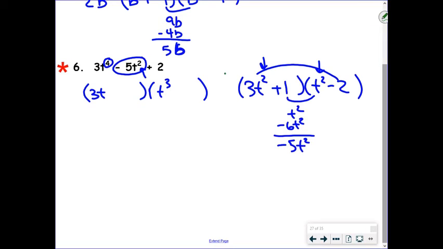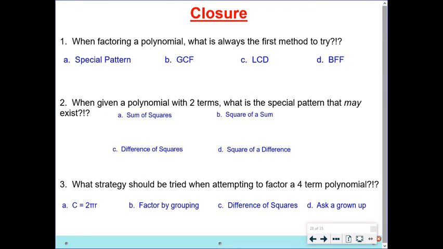All right, so at this point, take a minute, do the closure. When you're done with the closure, hit pause real quickly until everybody's done. Then we'll go over it.